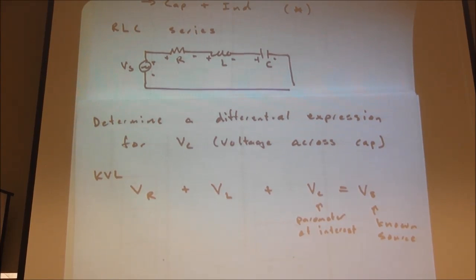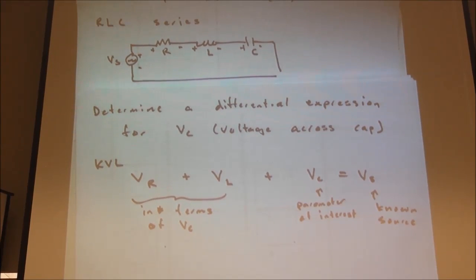And so we need VR and VL in terms of VC. Once again, we can take advantage of our circuit properties. What's VR? Well, again, our most basic formula, VR is IR times R.